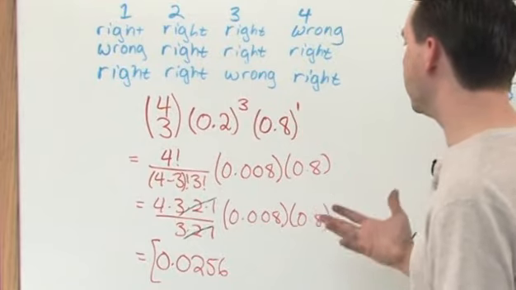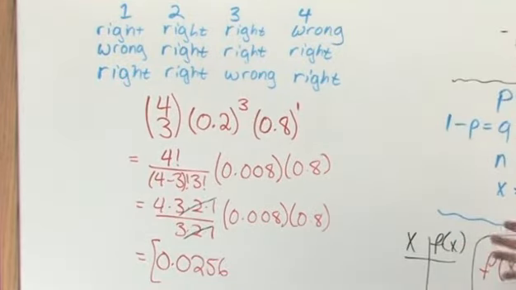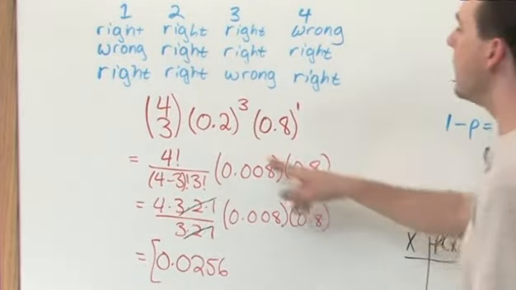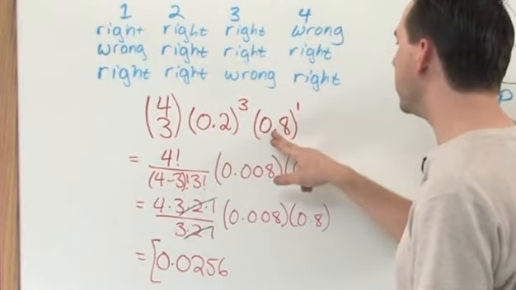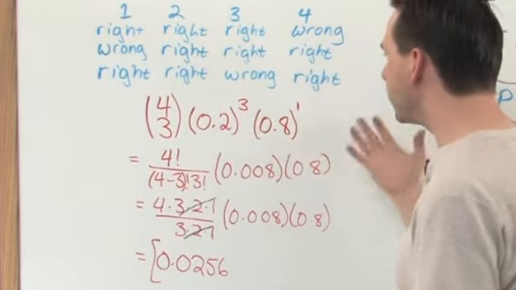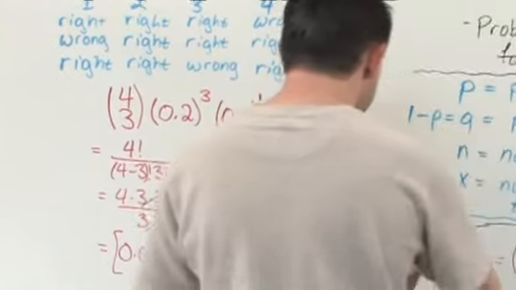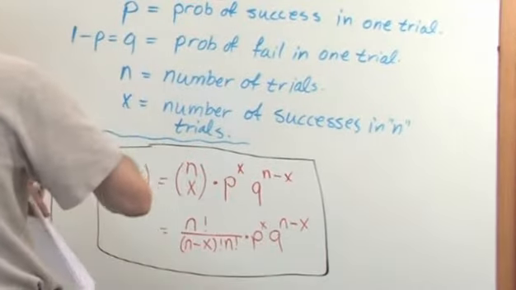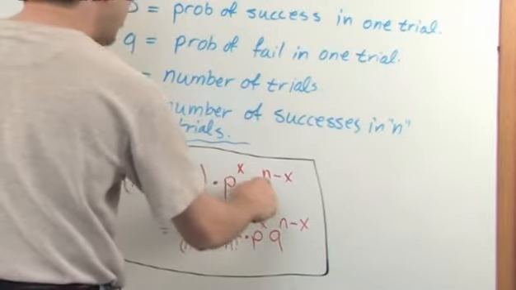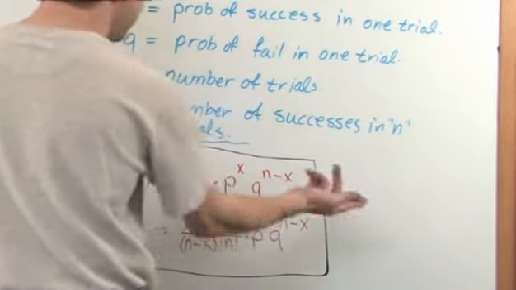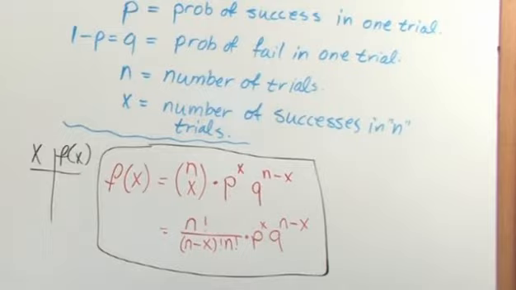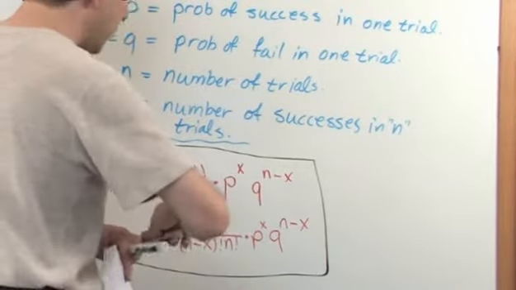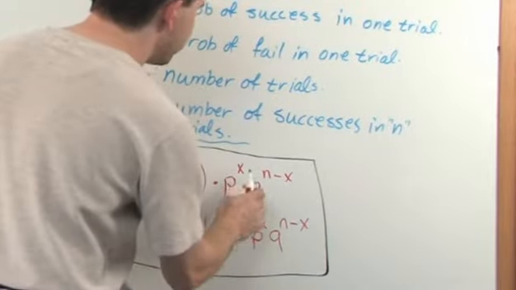I mean, to the total number of questions you have, because you have 3 correct, so you must have 1 incorrect. So these things have to add up to the total number of questions. This is sort of a math way of writing that down, okay? You have x correct questions, the number of successes, and n total questions. So n minus x is going to be the number of wrong answers, and q is the probability of getting a wrong answer. So it's q raised to that.